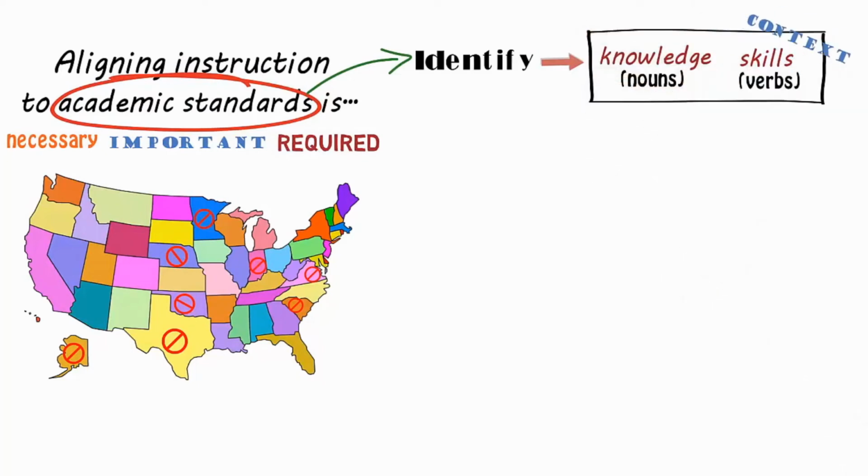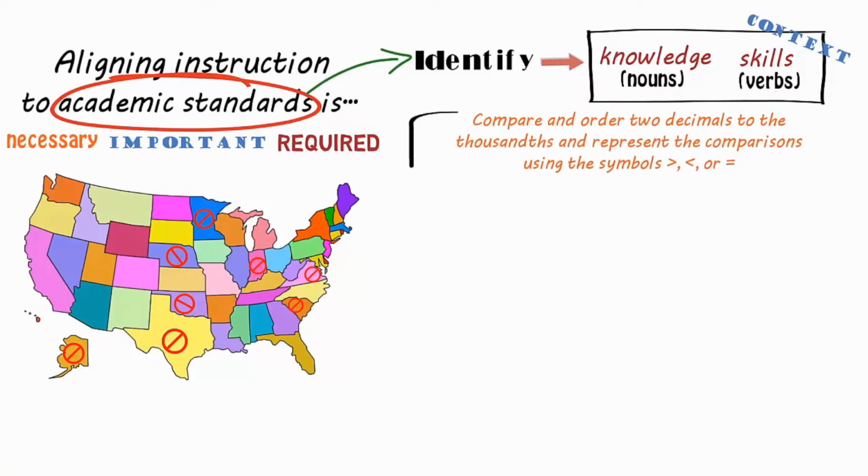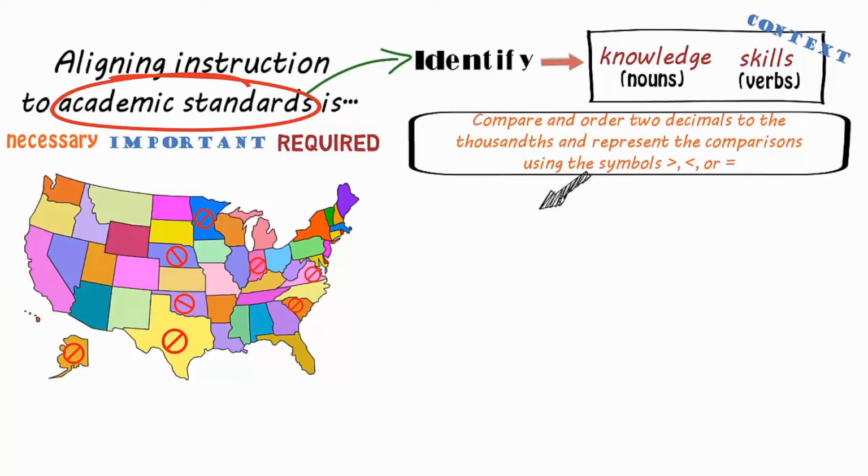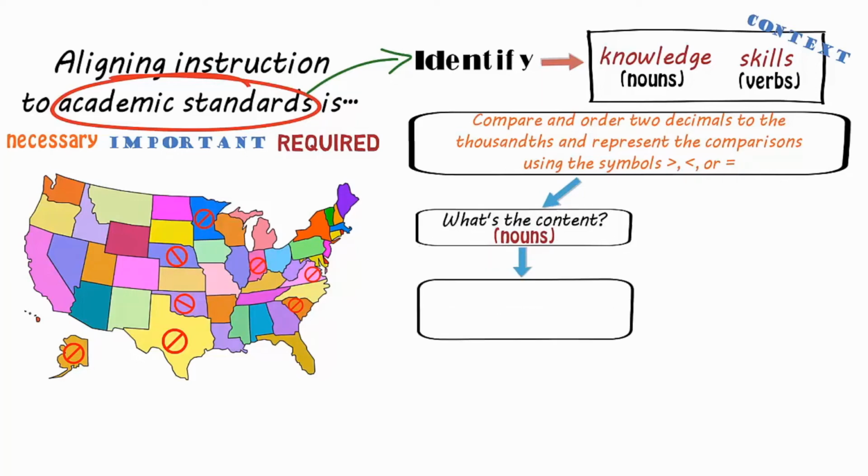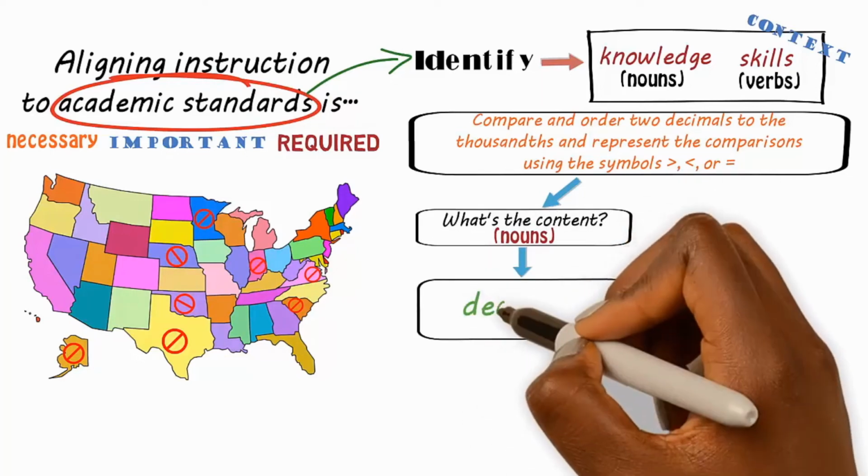For example, take a look at this 5th grade mathematics standard. It expects students to compare and order 2 decimals to the thousandths and represent comparisons using the symbols greater than, less than, or equal to. The first thing we need to figure out about this standard is the content that's being addressed. What do students actually need to know here? Well, most nouns in any academic standard will help us identify the content. So in this case, we'll need to teach decimals.